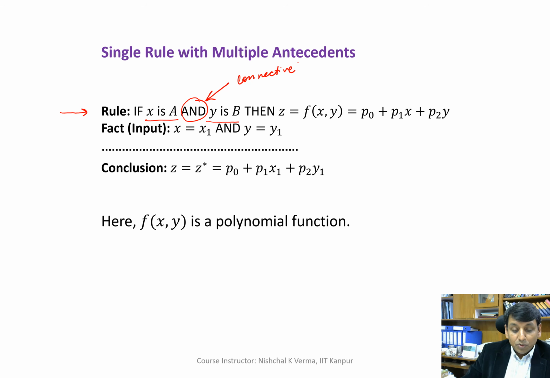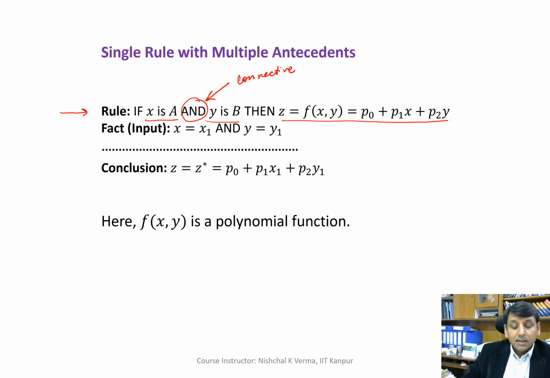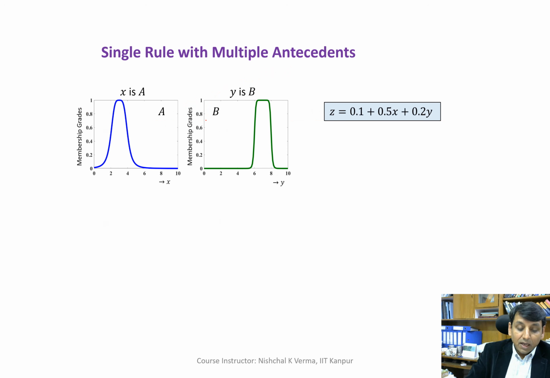So the rule says: if X is A, the first antecedent, and then we have the connective, and then the second antecedent, Y is B. Then the output is of the same type which we have just discussed, and this category is the first order TSK fuzzy model. Before this, I would like to mention that for simplicity we have taken two antecedents, but we can have any number of antecedents.